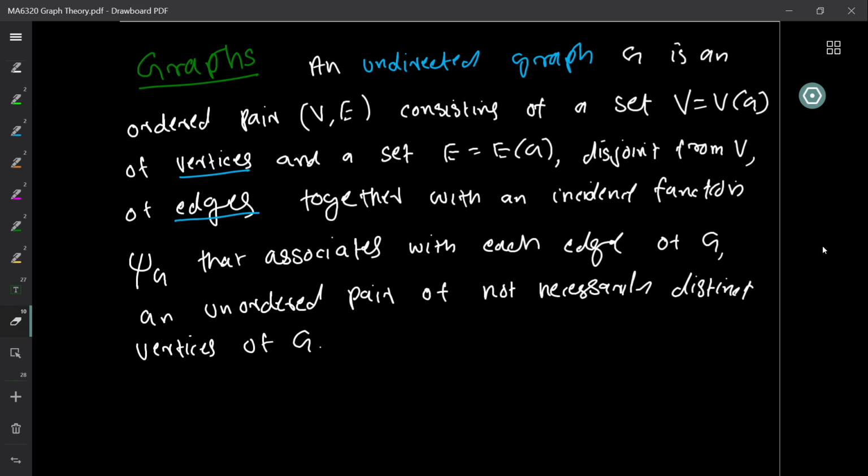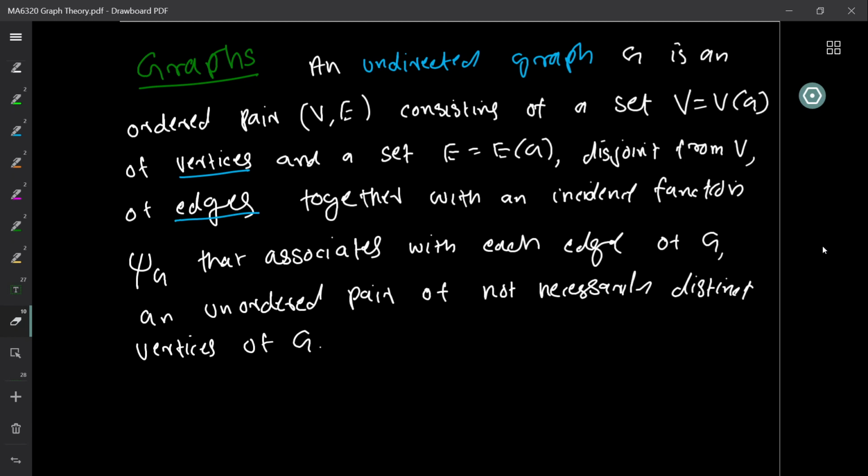V is called the vertex set, and the elements of V are called vertices. So these are just some set which could be finite or infinite, and in most of our dealings we will consider finite sets only. And then there is another set E, which is of course disjoint from V, which we call the set of edges. And so we have these two sets V and E.